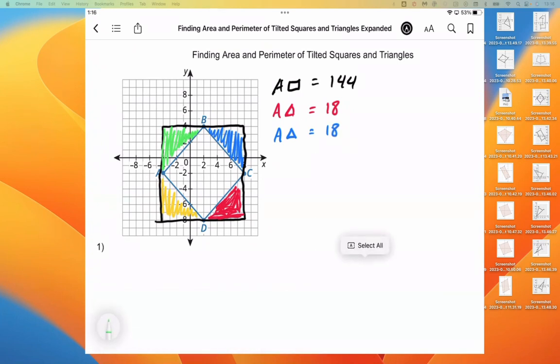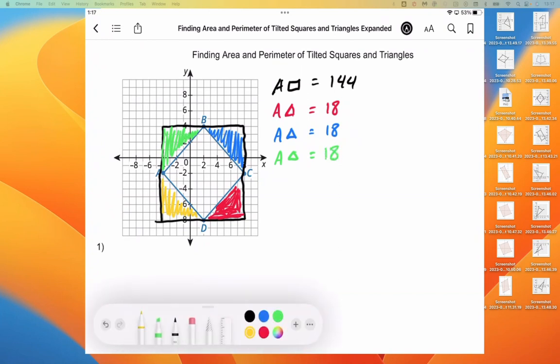The green triangle is also 6 by 6. And so again, for doing a triangle, we do the two sides multiplied together, called the base and the height usually, and then divide by 2. So again, 6 times 6 is 36, divided by 2 is 18. And that'll be the same for our yellow triangle.